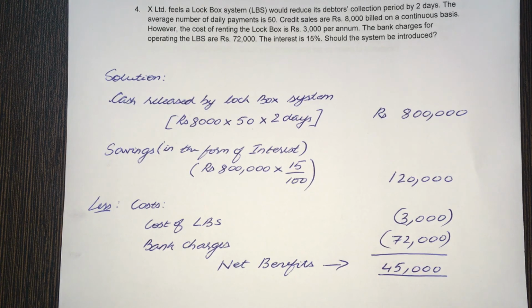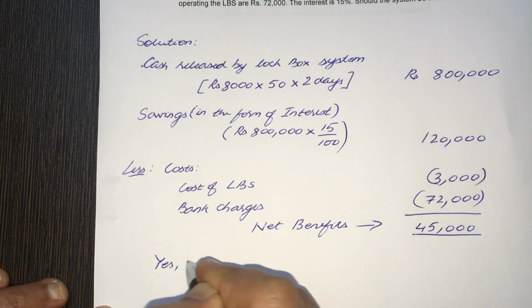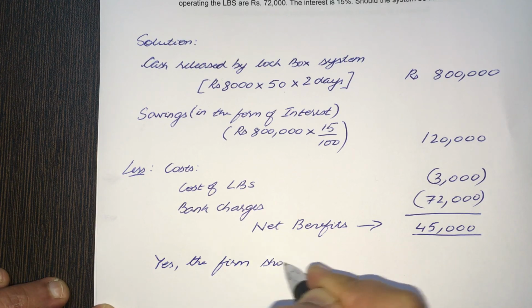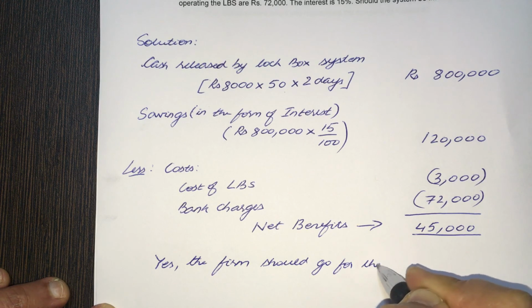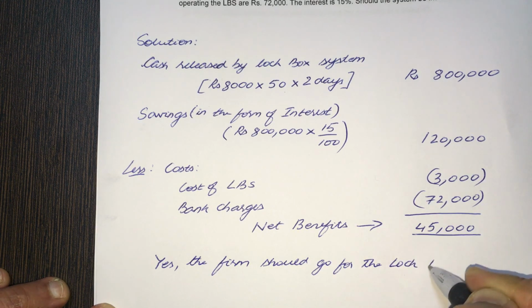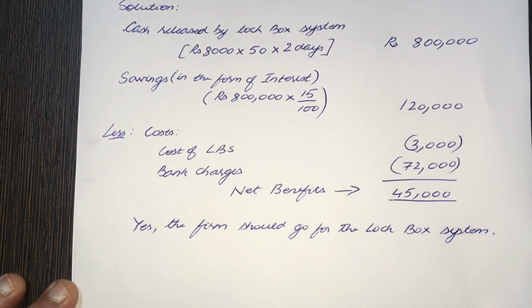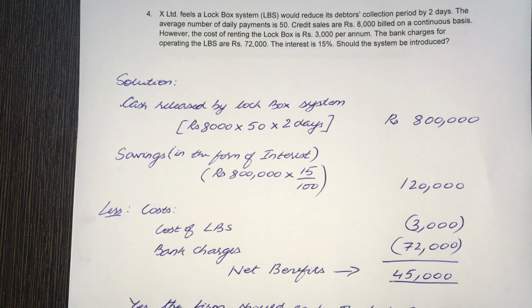What do you think? Yes, the firm should go for the lockbox system. By having this system, you're going to reduce your debtors collection period by 2 days. So this is how you solve a problem like this.